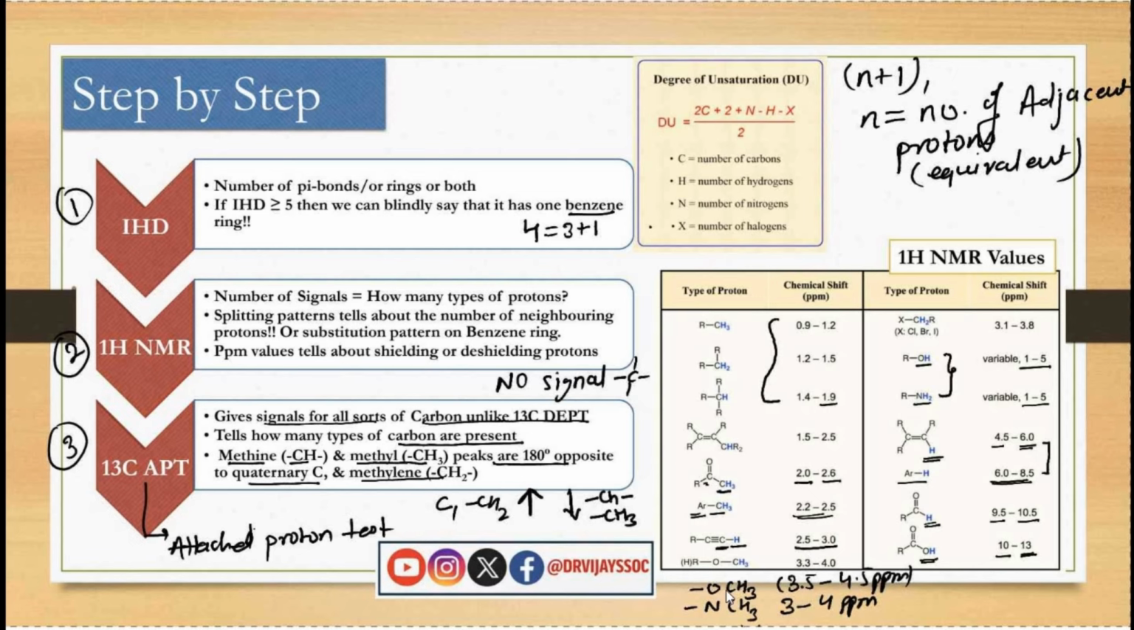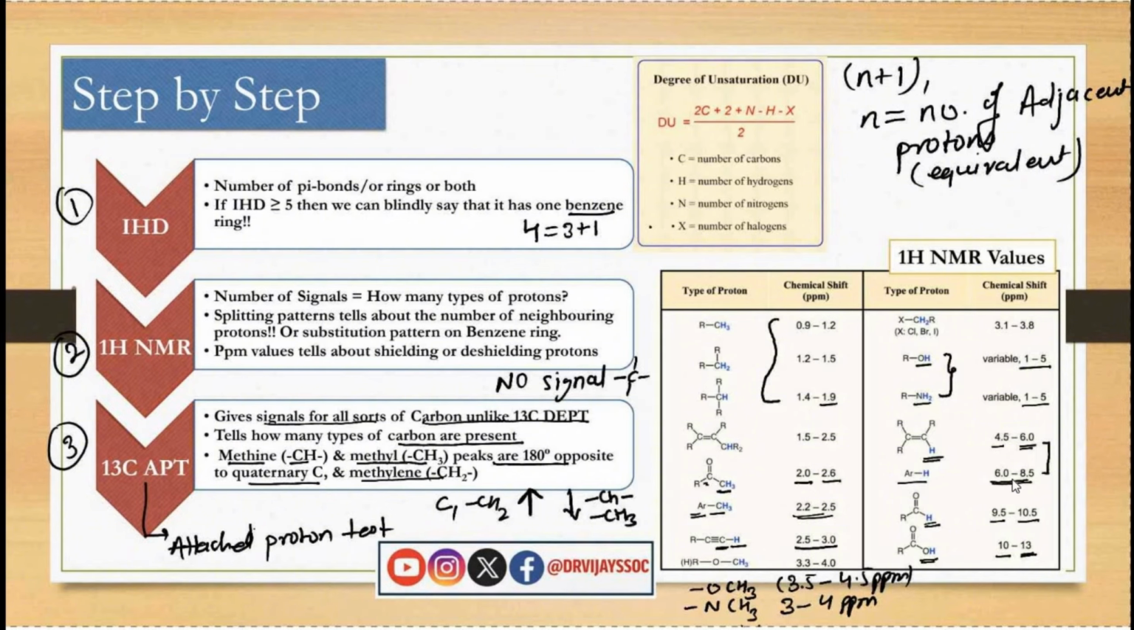This is a very interesting value. When oxygen is attached to the carbon, the hydrogens come around 3.5 to 4.5 ppm more often, and it could be higher also, but usually you will see it in this range. And when it is attached to nitrogen, then it can come from 3 to 4 ppm. We also learned that hydroxy and amine protons are acidic, therefore they can undergo exchange from one molecule to another molecule, so their values are not fixed, and they come from 1 to 5 ppm.